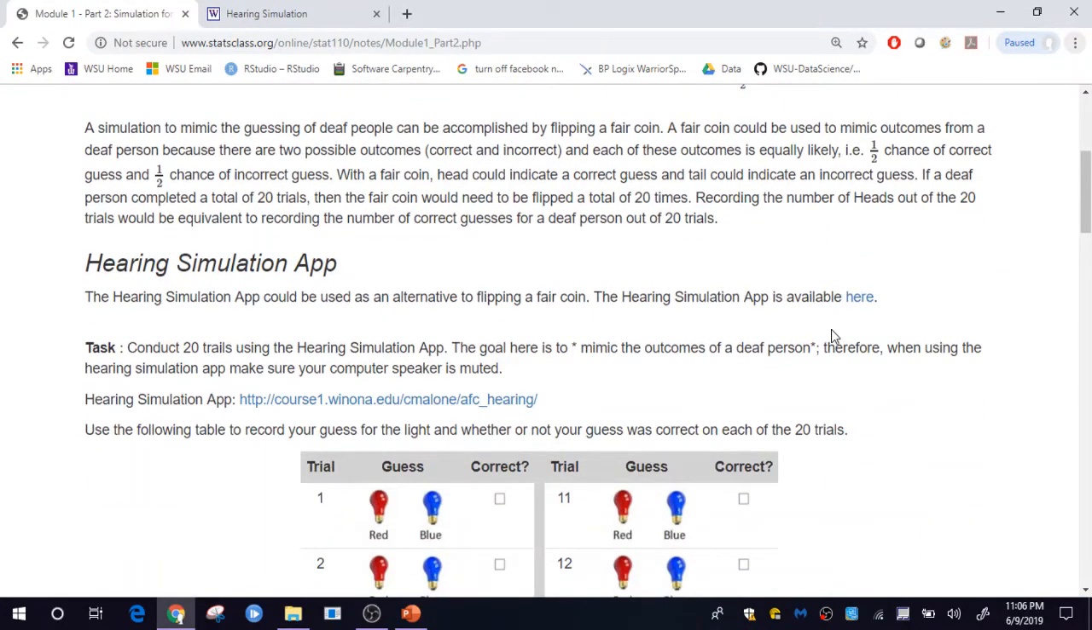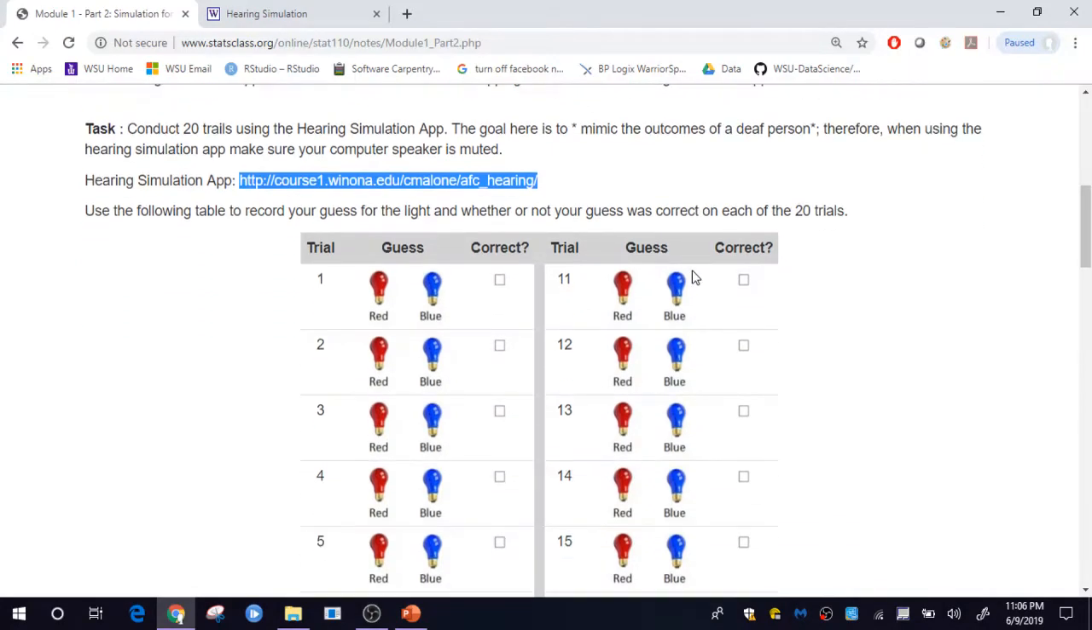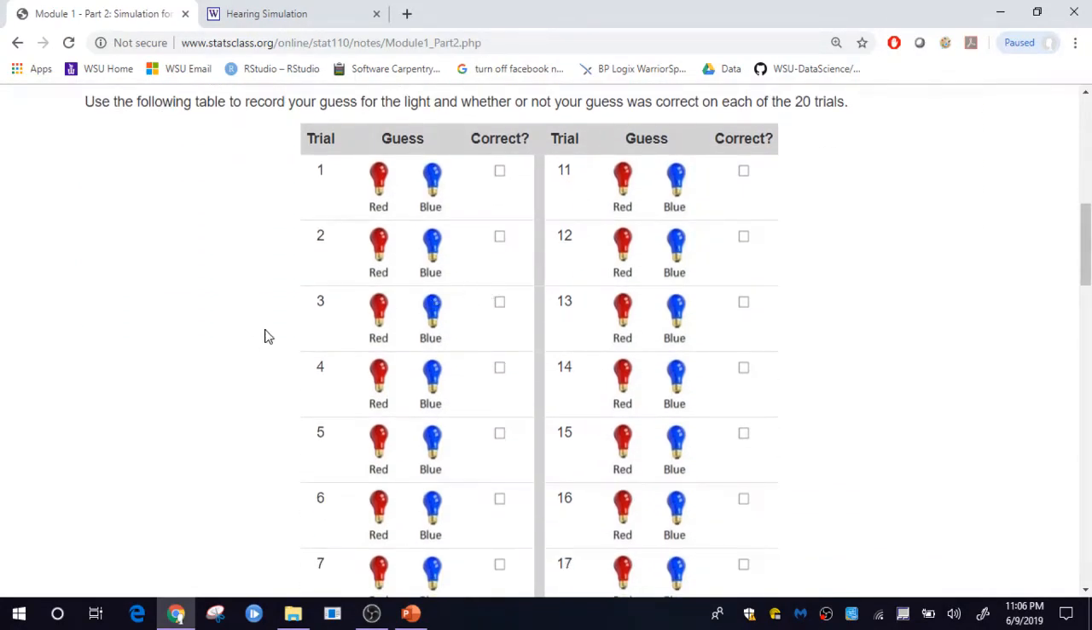An alternative would be to use the hearing simulation app. The first thing that I'd like you to do here is to go ahead and conduct 20 trials using this hearing simulation app. The goal here is to mimic the outcomes of a deaf person. Therefore, when using the app, make sure your computer speaker is muted. The link for the hearing simulation app is provided here in the notes. You can use the following table in the notes to indicate your guess and whether or not your guess was correct.